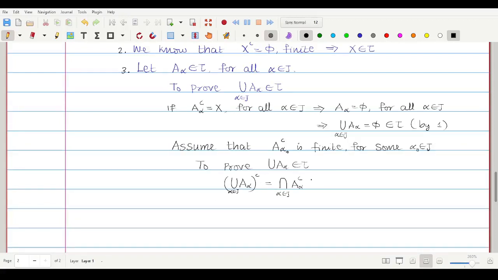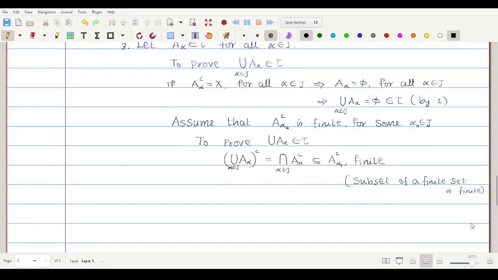So this is particularly a subset of A alpha naught complement. Correct? I am looking at an arbitrary intersection, so that is a subset of a particular element. Do you understand this point? So this A alpha naught complement is finite, so this is a finite set. If it is a finite set, then its subset is also finite. We know that a subset of a finite set is finite.